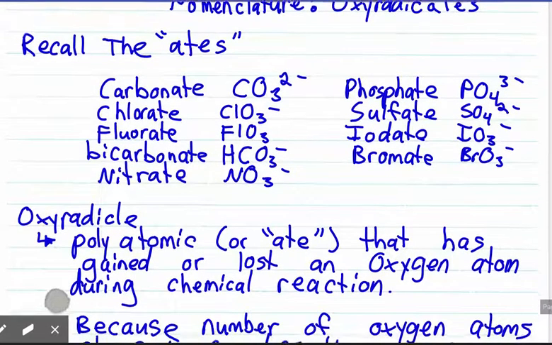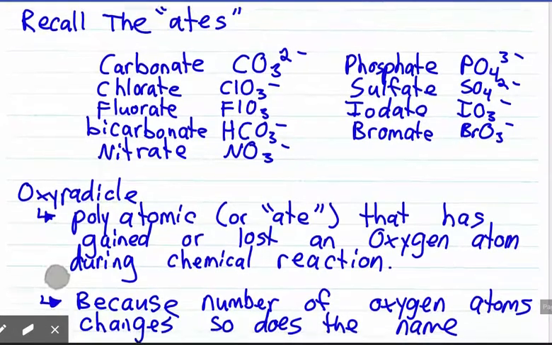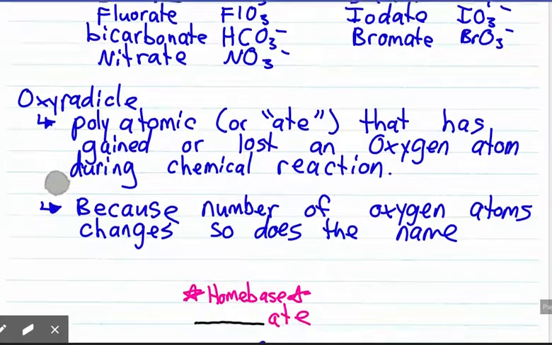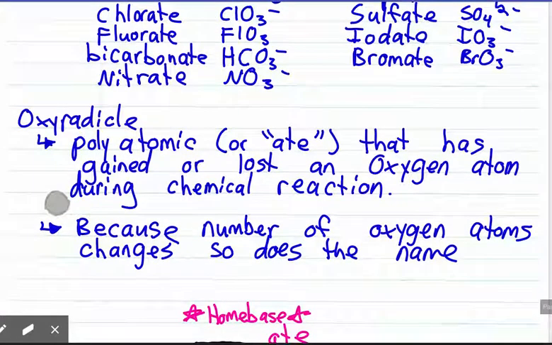An oxyradical is basically a polyatomic ion, or an -ate, that has gained or lost an oxygen atom during a chemical reaction. Because it has a different number of oxygen atoms, we have to change its name because now it's a completely different compound. In order to name our oxyradicals, there's a little bit of a system that we can use that involves our -ates. So hit pause and get this copied down.